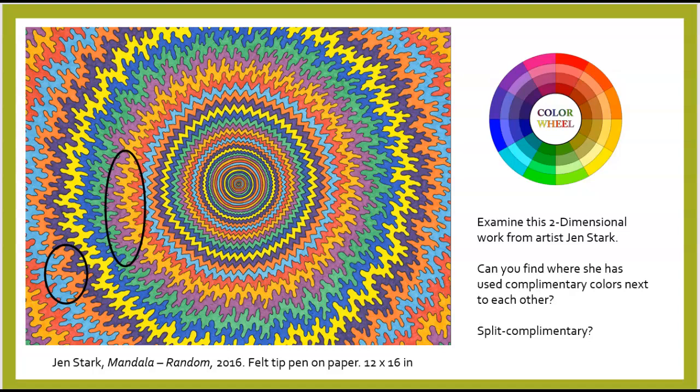Just a second. We've got split complementary colors, yellow-green, violet, and yellow-orange. So she is thinking about how she pairs her colors up together. Or maybe she just has an eye for it.